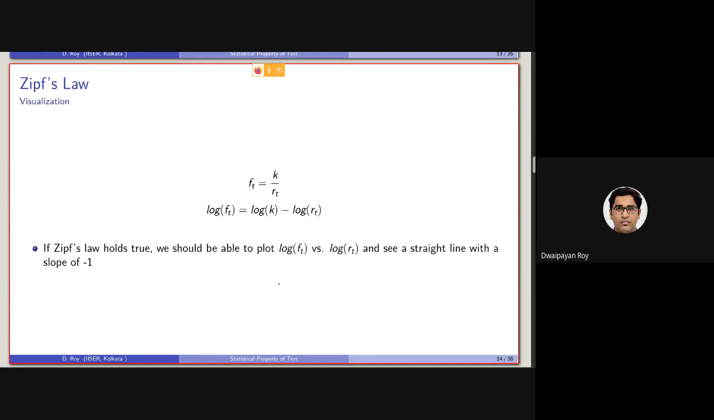Now, to visualize Zipf's law, it's easier if we put a log on both sides. So if we put a log on the left hand side as well as the right hand side, it will look like this. Now, if Zipf's law is actually holding in a collection, we should be seeing a plot with the x-axis as the log of the rank and the y-axis as the log of the frequency. It will be a straight line with a slope of -1. So basically, this will be the x or the rank, this will be the y or the frequency. We should be seeing a plot like this.